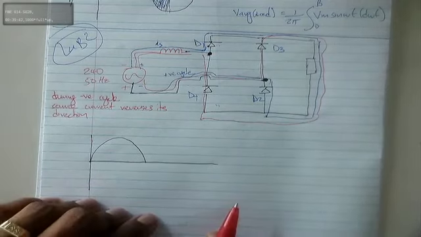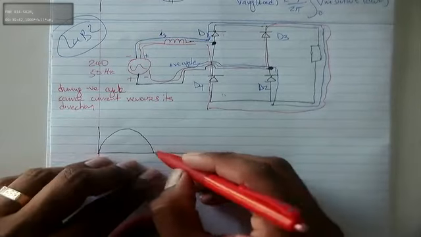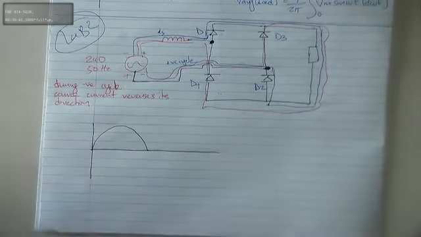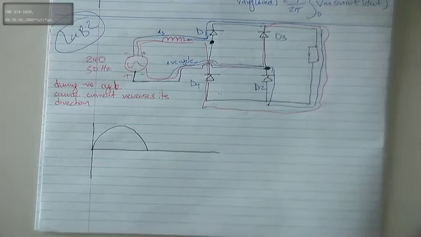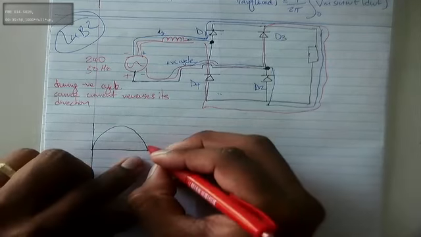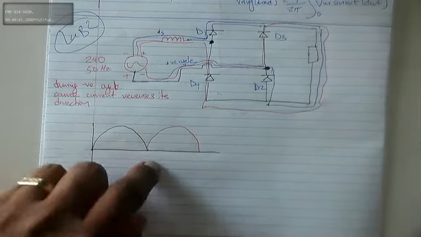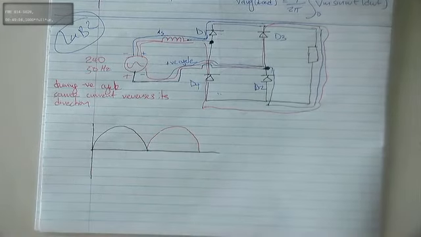So this is why we are going to have our negative cycle, since the reverse direction. Since in the negative cycle the source current reverses its direction, we are going to have the ripple towards the positive side.